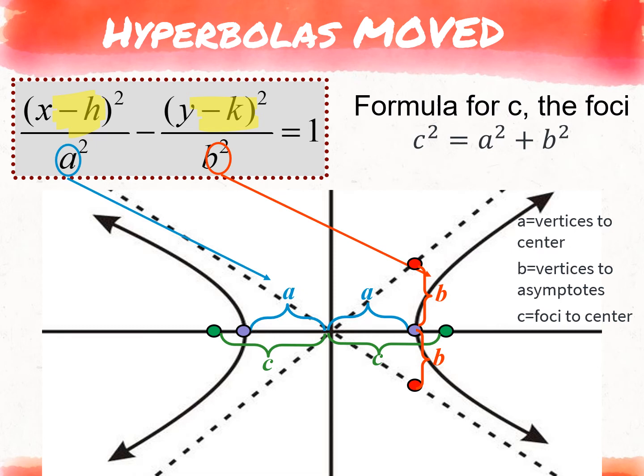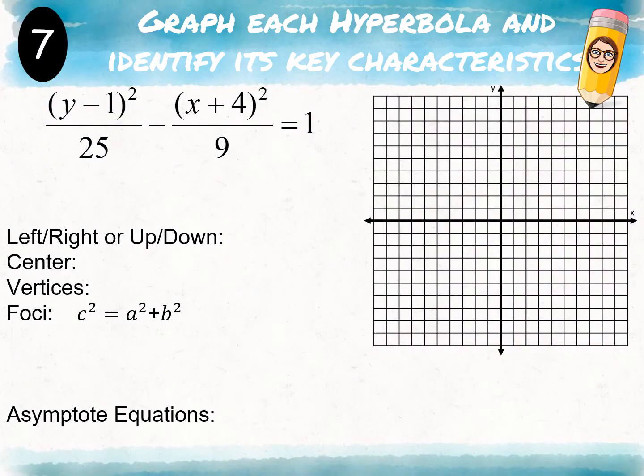Don't forget that your formula is a squared plus b squared. And the way I always remember it, if my conic has a subtraction sign, then my formula has a plus sign, and vice versa. If it's an ellipse with a plus sign, then it's a subtraction sign in my formula. Always the opposite. All right, let's jump straight into the examples.